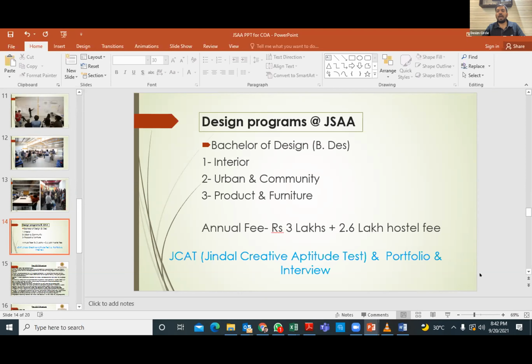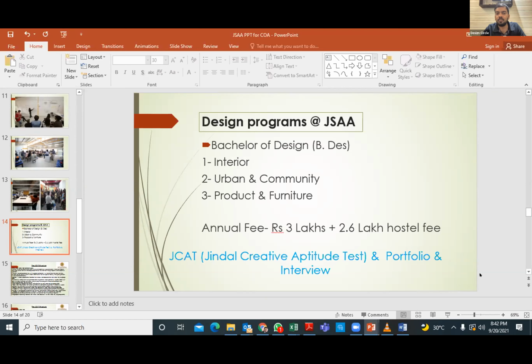So the examination will be happening in two parts. First of all, they need to apply and they will be appearing for the Jindal Creative Aptitude Test. And if they clear the aptitude test, they will move to the portfolio and interview, or will all the students move to the portfolio and interview round? No, only those who are selected in the aptitude test, Jindal Creative.